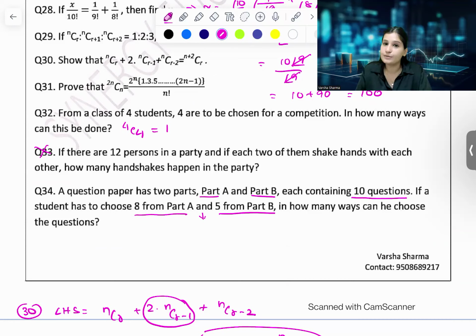In how many ways can I do that? 10C8. And that means multiplication. From 10 of Part B, select 5. 10C5. So the number of ways of selecting 8 questions from Part A is 10C8. The number of ways of selecting 5 questions from Part B is 10C5 ways. The total number of ways will be the product of them.